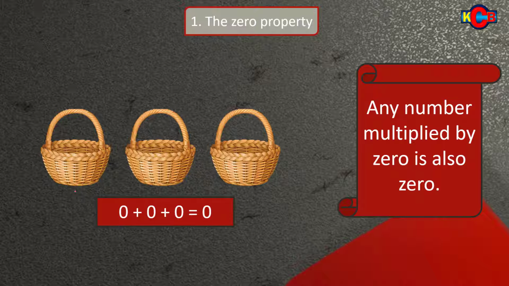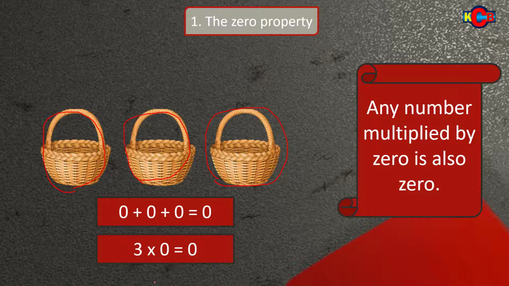There are three groups because we have three baskets here. 1, 2, 3. Three groups and each group has no apple. So here 3, because 3 groups, times 0, because in each group there are no apples. So 3 times 0 equals 0.